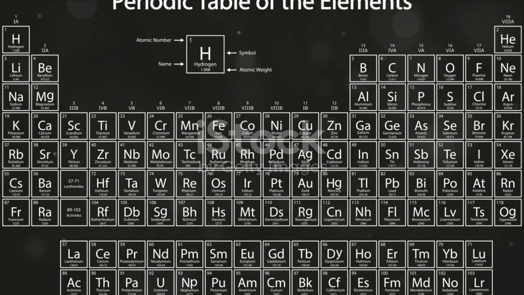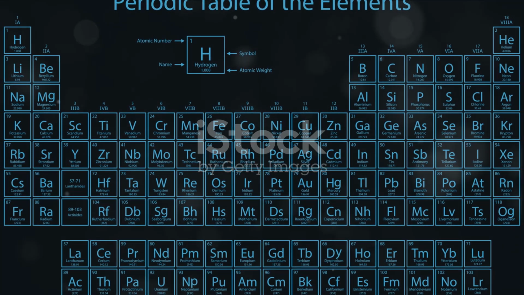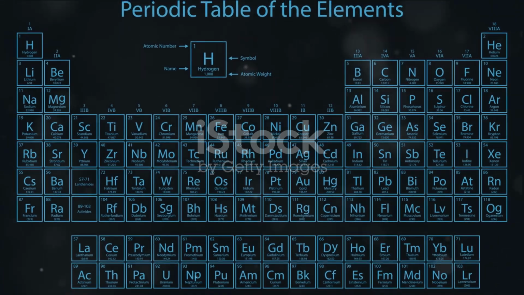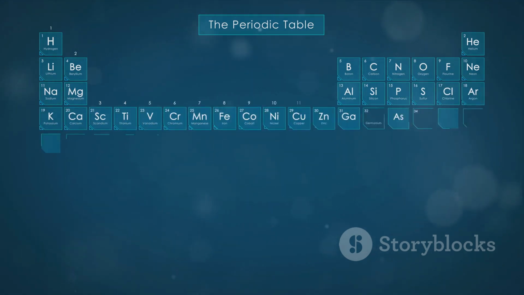So the next time you're looking at the periodic table, you'll know exactly how each element found its place. And there you have it, a step-by-step guide to finding the position of an element in the periodic table through electron configuration. With this knowledge, the periodic table will no longer be a mysterious chart, but a map that you can navigate with ease.